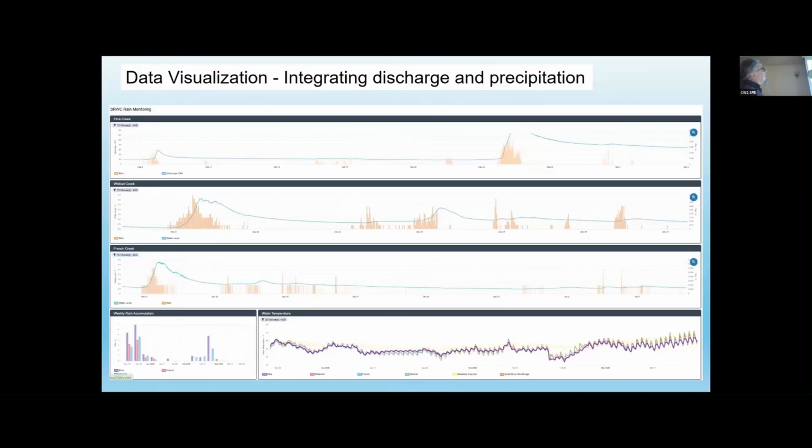Again, another thing that we've been able to do with these real-time stations is integrate the discharge station with a precipitation station, a tipping bucket. And here just shows some, I think, cool visualizations of the effects of precipitation, which is in the column graphs, to flow and stage in various tributaries of the Scott River.